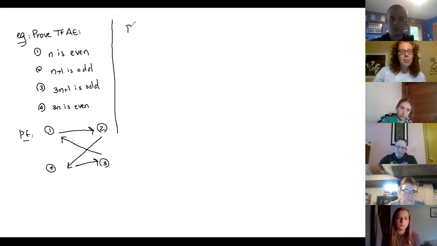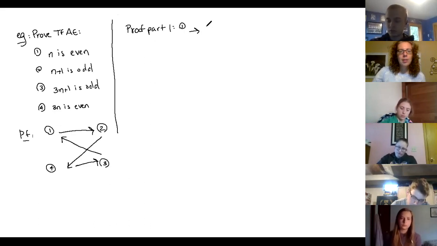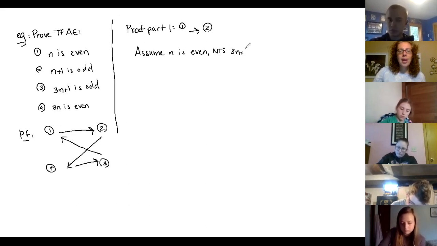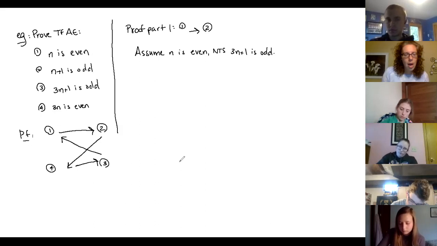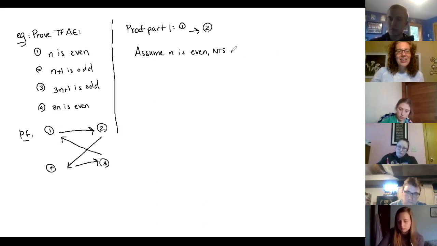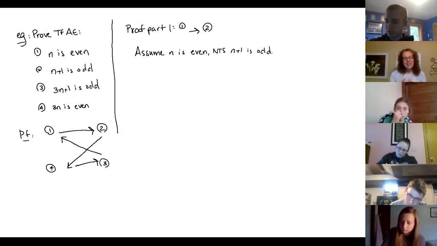So proof part 1 from 1 to 2. So in this case, I get to assume that n is even, and my need to show is that 3n plus 1 is odd. I'm very clear on that one from 1 to 2, except that's wrong because that's 1 to 3. Let's try again. Sorry. Let's do assume that n is even, and I need to show that n plus 1 is odd. There we go. That's better. Thank you. So assume that n is even, and I need to show that n plus 1 is odd.